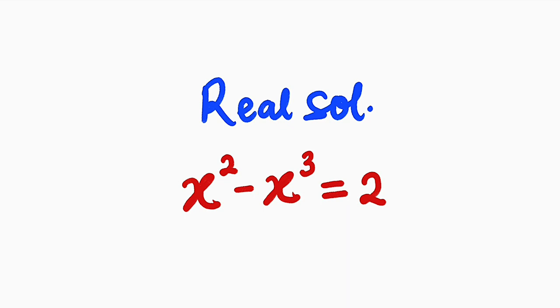In this tutorial, we are going to find the real value or values of x in this equation: x squared minus x cubed equals 2. I formed this equation this morning, and I'm going to show you how I formed it, but after the solution.